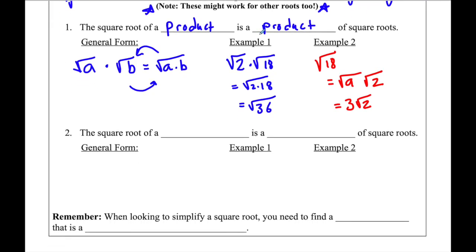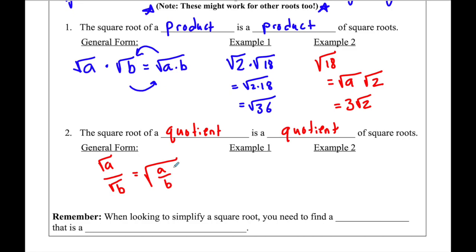All right, now, the other thing we know is that we know the square root of a quotient is equal to a quotient of square roots, okay? And when we think quotient, we think division, okay? So what that means is the square root of A divided by the square root of B is equal to the square root of A divided by B, okay? And this is a similar idea to multiplication, right? Except now we're doing division.